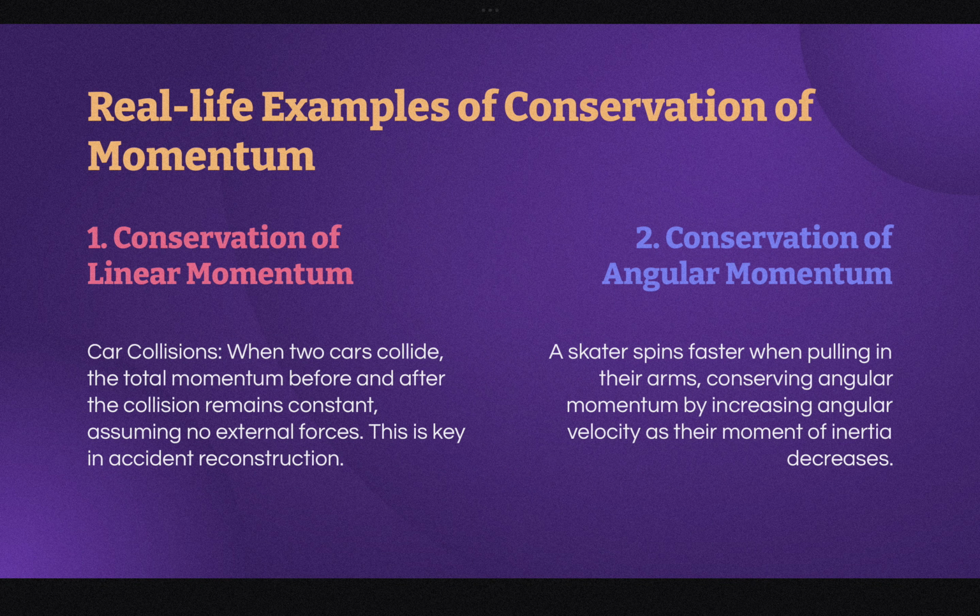Now, let's talk about some real-life examples of conservation of momentum. First of all, there are car crashes, and that's an example of conservation of linear momentum. When two cars collide, the total momentum before and after the collision remains constant, assuming no external forces like friction act on it. This is key in accident reconstruction. Second, there is conservation of angular momentum, and its example is a skater who spins faster when pulling in their arms, conserving angular momentum by increasing angular velocity as the moment of inertia decreases.